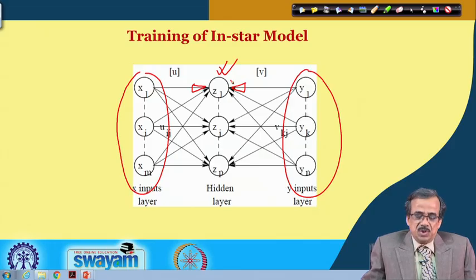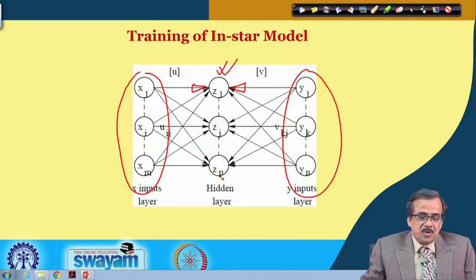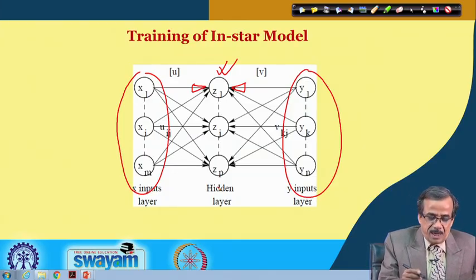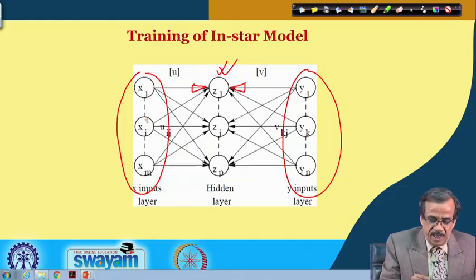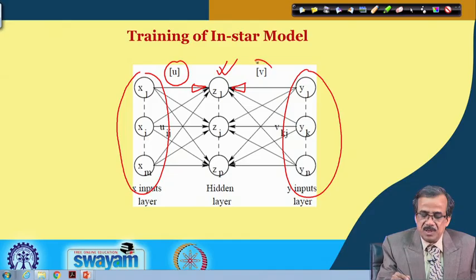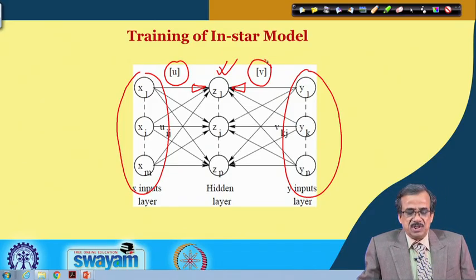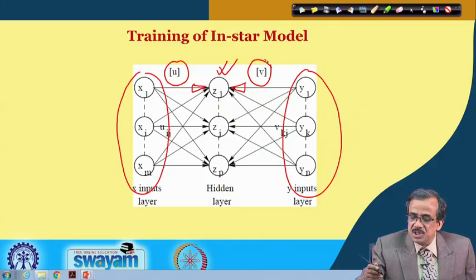And on the hidden layer we have got small p number of neurons, and as I told, our task will be, out of this small p number of neurons, just to identify who could be the winner. Now, the connecting weights between your x input layer and the hidden layer is nothing but u, and the connecting weight between your y input layer and the hidden layer is nothing but v, and this is actually the construction of this in-star model.